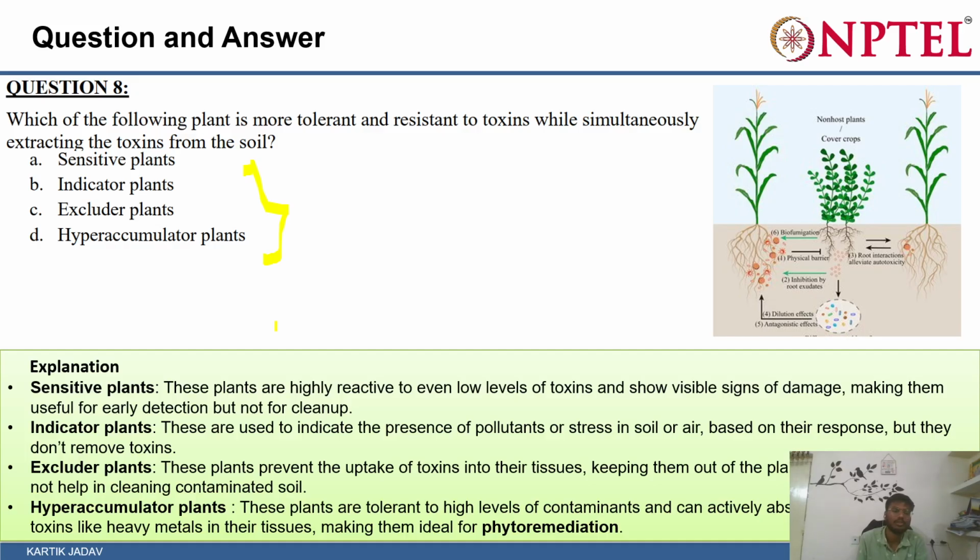Then excluder plants, so that is doing better than both of these, but they do not take the pollutants available in the soil to the surface, while hyperaccumulator plants take these pollutants to the surface through this process. So we can also remove them during harvesting. So the question is, which plant is more tolerant and resistant to toxins while simultaneously extracting the toxins from the soil? So that is hyperaccumulator plants. Correct answer is option D.